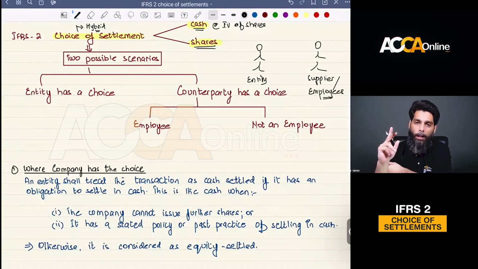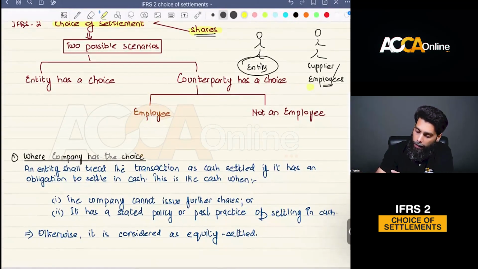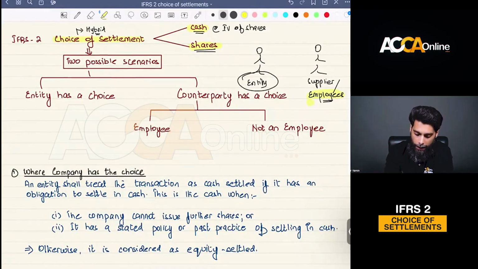Now, there can be two scenarios. Either we are going to decide that the transaction should be settled in cash or shares, or the counterparty, which means the employees, are going to decide how the transaction is going to be settled. The instrument could provide that the entity is going to make the choice, or the instrument could provide that the counterparty is going to make the choice. Now, the accounting depends on what the scenario is.